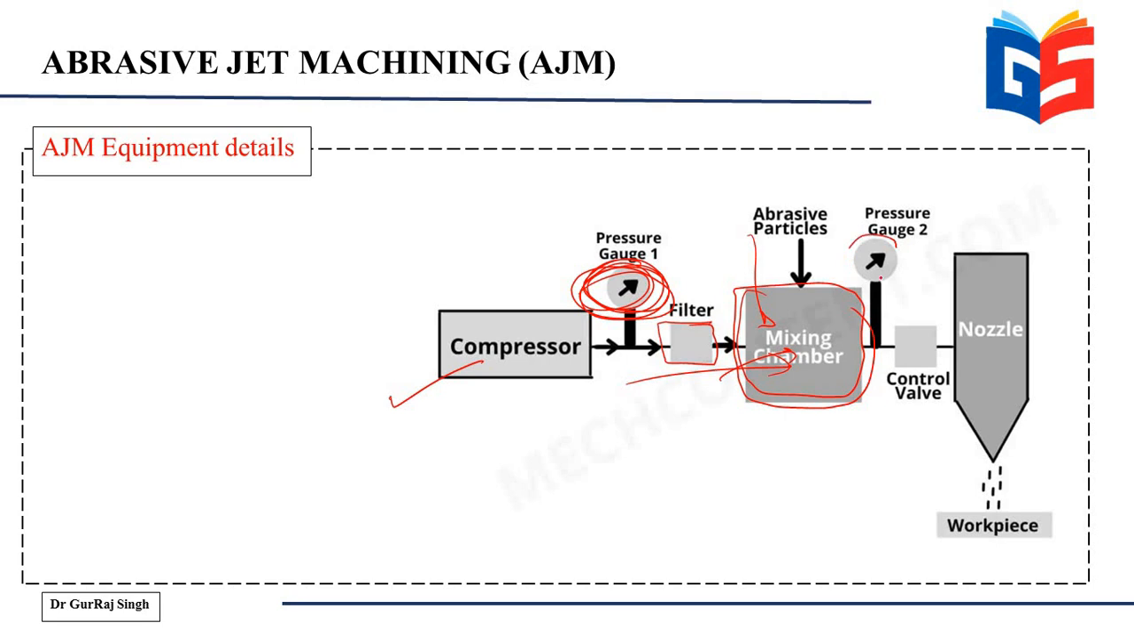And you have another pressure gauge in order to decide the pressure that you want to supply to the nozzle. And then you have a control valve. Before the gas and abrasive mixture reaches the nozzle, it passes through a control valve that regulates the amount of this abrasive and gas mixture that reaches the nozzle. And through the nozzle, this mixture is then concentrated onto the workpiece where the machining needs to be done.